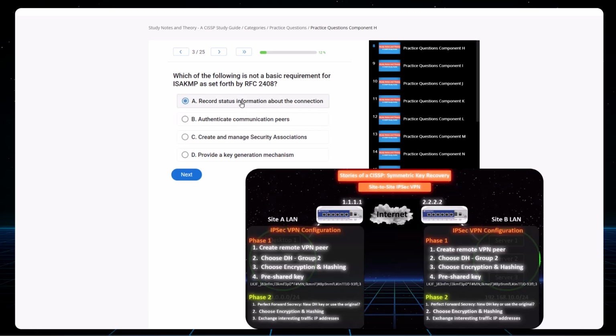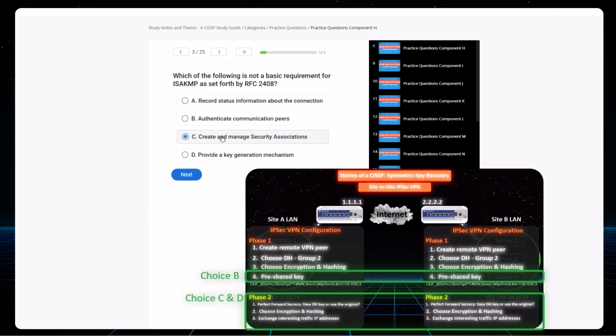Record status information about the connection. Not too sure about that. Authenticate communication peers? For sure. ISAKMP definitely authenticates two firewall endpoints when you try to create an IPsec VPN, a site-to-site VPN. Does it create and manage security associations? 100% it does. Those SAs I look at when I do the debug logs, the VPN IKE debug logs. And provide a key generation mechanism, I'm pretty sure that's right. So choice B for sure, choice C for sure, choice D I'm pretty sure is also something provided by ISAKMP.